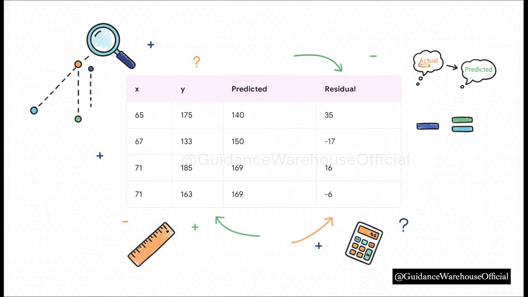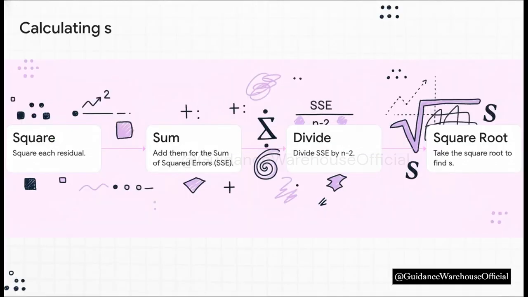To find the residual, it's super simple. You just subtract the predicted score from the observed score. Just actual minus predicted. Like if the math predicted you'd get a 150, but you only got a 133, your residual is -17. Now, to figure out our standard deviation limit, we have to find S. That's the standard deviation of these residuals.